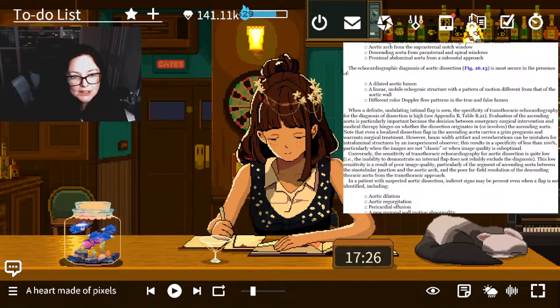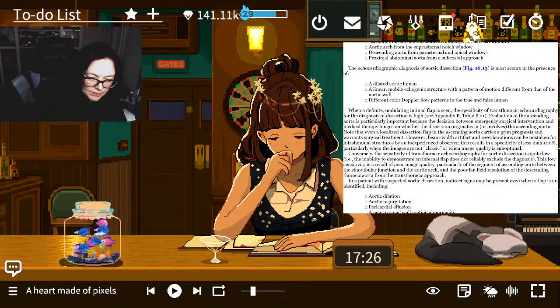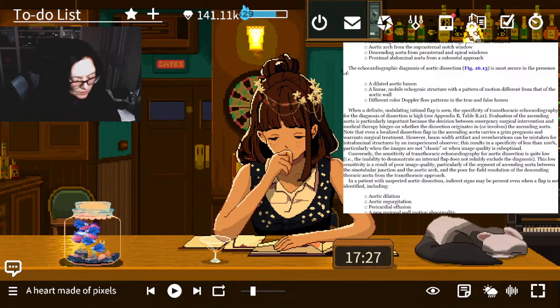Okay, let's see. We've got our waveforms. For this one, we need planimetry of the mitral valve orifice area. Okay, and that is going to be C. So question 8. Oh, that one's wrong. What do they say? B.